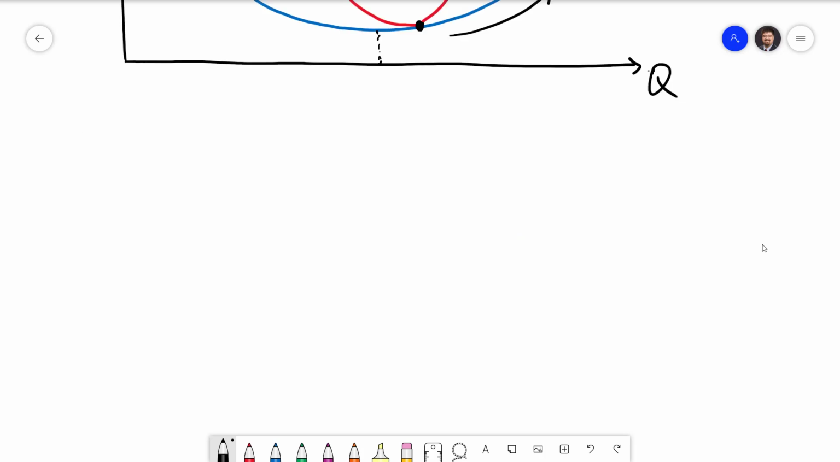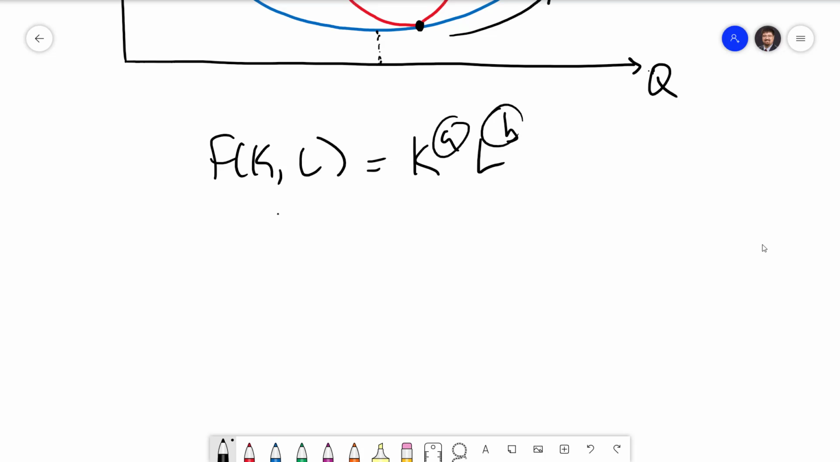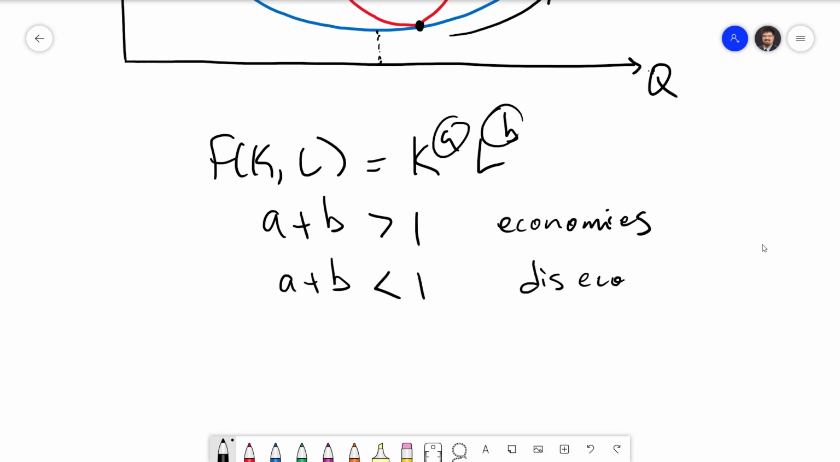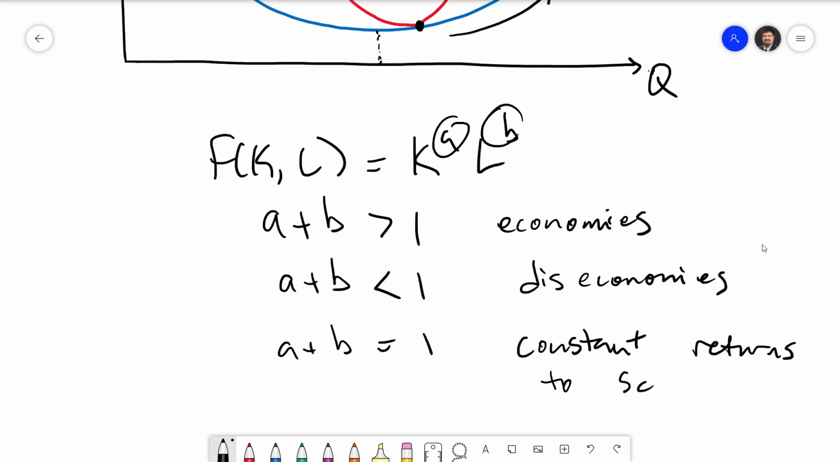If we go back to the Cobb-Douglas function, f of K, L equals K to the a, L to the b, there is a relationship between these exponents, a and b, and returns to scale. If a plus b is greater than 1, then we have economies of scale. If a plus b is less than 1, we have diseconomies. And if a plus b equals 1, then we have constant returns to scale. In our example, a and b were both 1/2. That adds up to 1, so we have constant returns to scale.